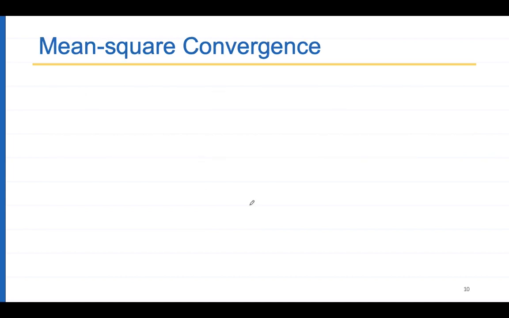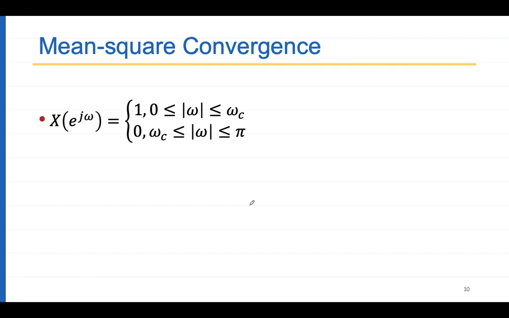So what is mean square convergence? We explain this concept with the help of an example. We are starting with X(e^{jω}); let us say this is X(e^{jω}), and this is ω. The value of X(e^{jω}) is 1 when ω lies between -ω_c and ω_c, basically something like this.